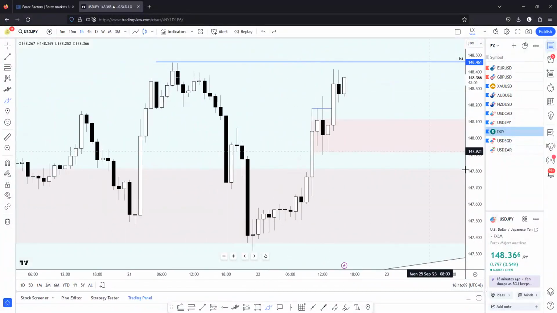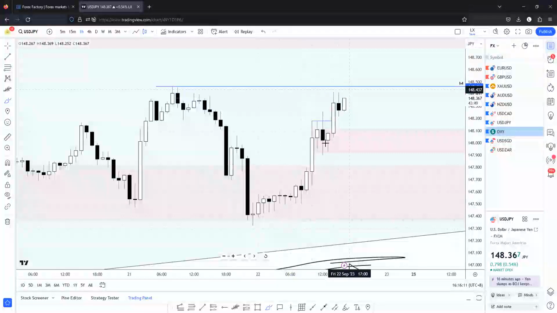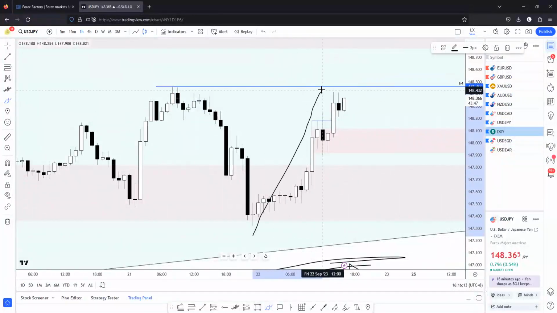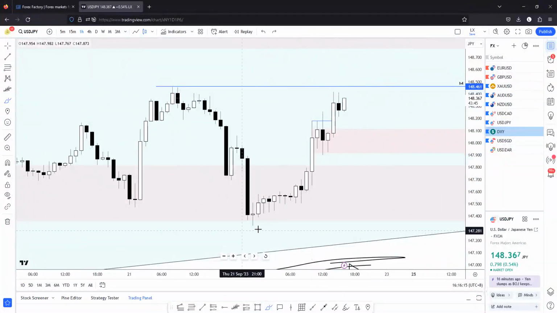Apart from that, what we can also do with this is look at this whole move that we have to the upside, this whole move with a potential pullback. This is the lowest point. This is the highest point.